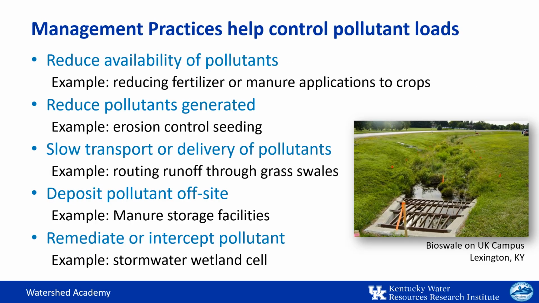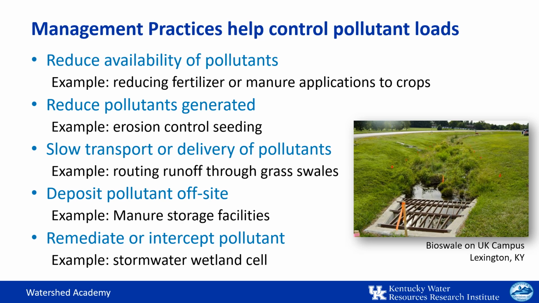This slide provides a list of several of the ways that management practices help limit pollutant inputs to water bodies. They can reduce the availability of pollutants by limiting their application or use, such as reducing fertilizer or manure applications to crops. They can reduce the pollutants generated by the activity, such as using erosion control seeding to hold soil in place.